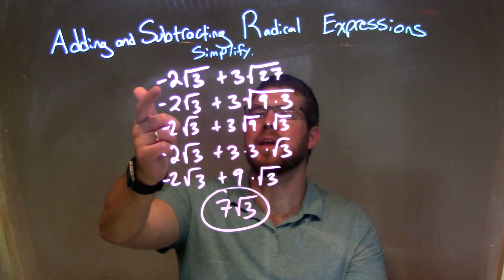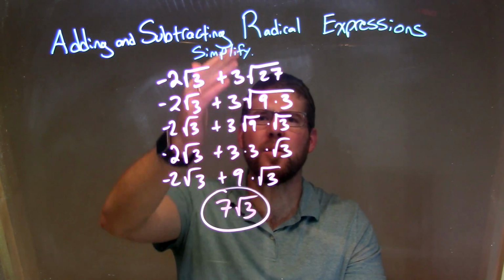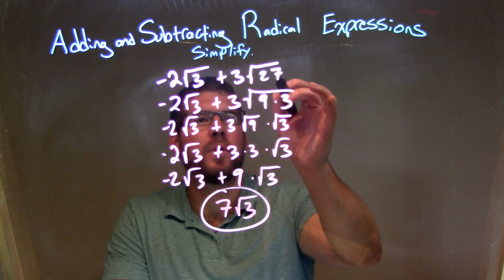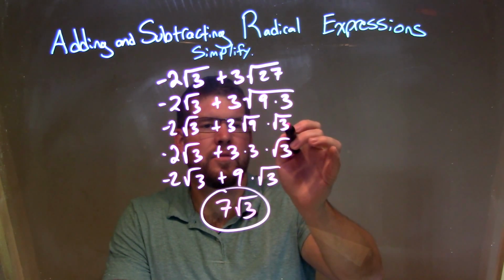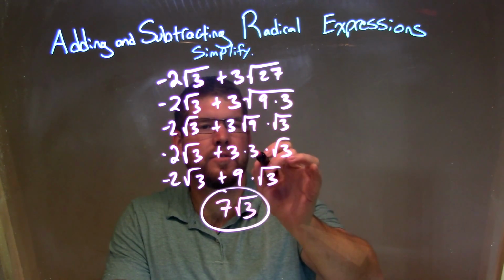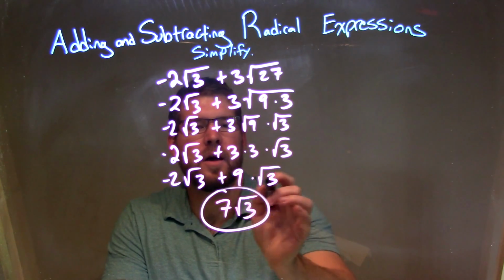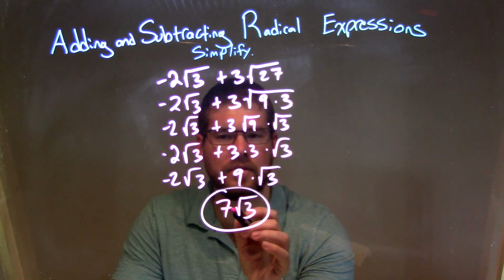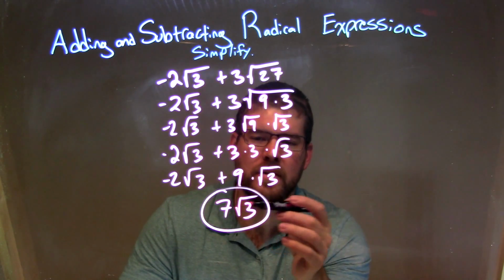So let's recap. We're given negative 2 times the square root of 3 plus 3 times the square root of 27. I wanted to make them both have just the square root of 3, or the same radicals. So I knew 27 was 9 times 3. Then I separated it into two different square roots, the square root of 9 and the square root of 3. Then from there, the square root of 9 was just 3, and 3 times 3 was 9. So now at this point, since it was the square root of 3 and the square root of 3, we can combine the negative 2 and the 9 to give me a positive 7, and just bring down the square root of 3 to give us our final answer here of 7 times the square root of 3.